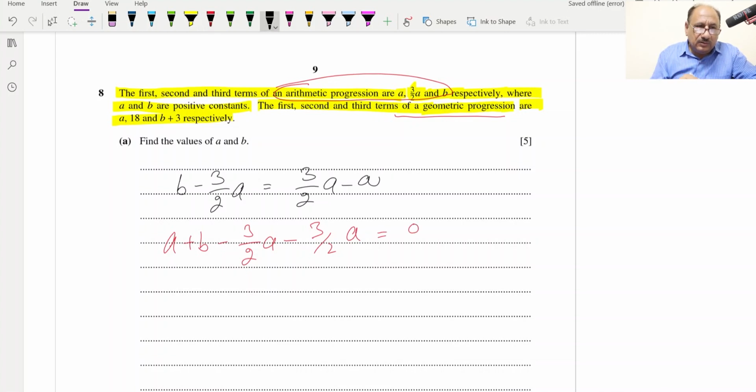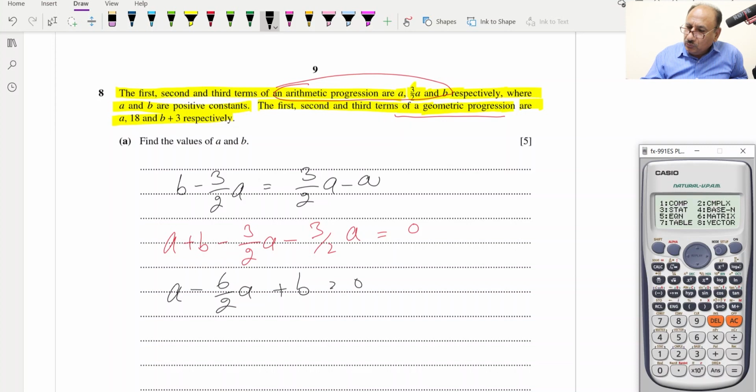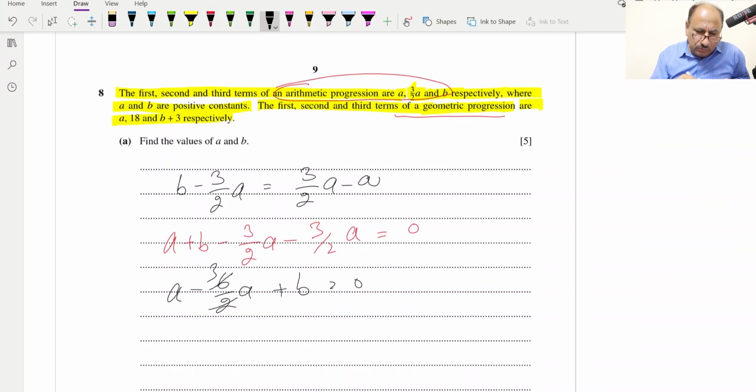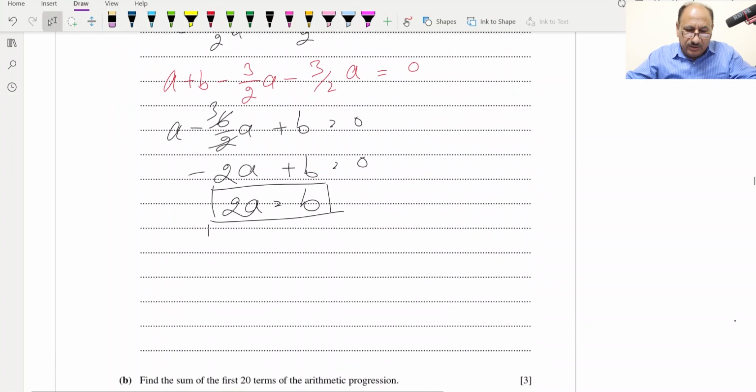Now we can rewrite it as: 1 minus 6 over 2, and 6 over 2 will be basically 3, so this will be minus 2a plus b is equal to 0. So 2a is equal to b. This will be the equation which we have formed from the arithmetic progression.